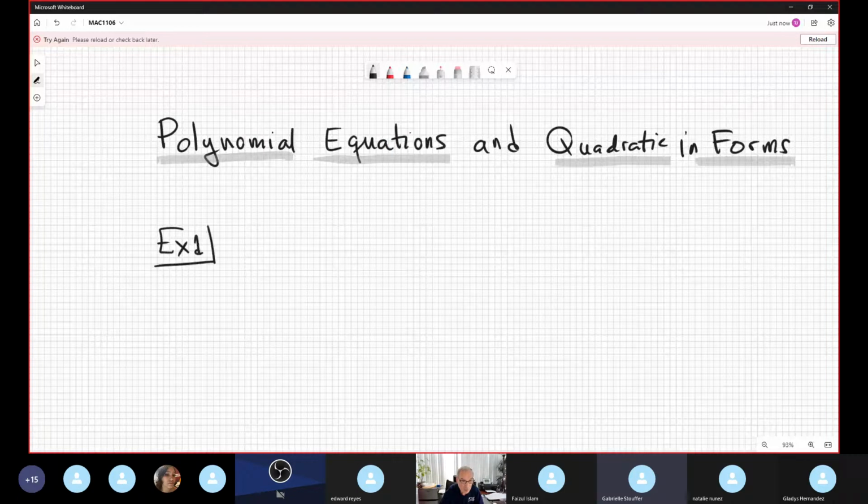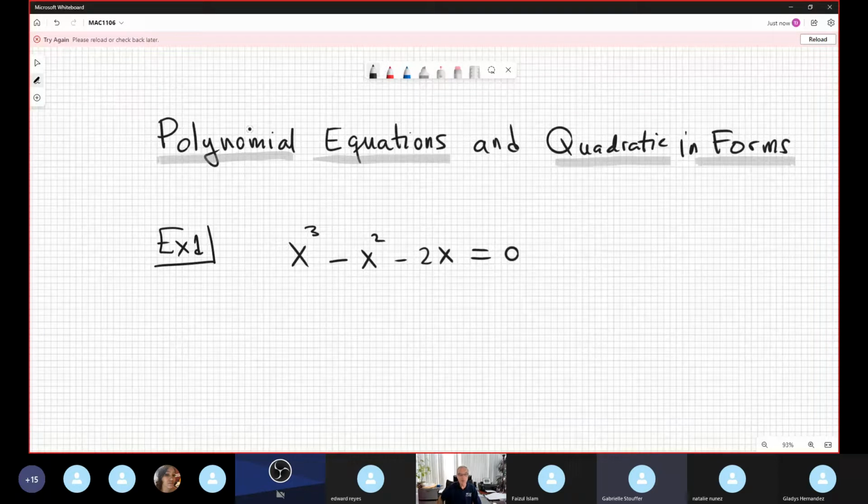Example 1. Is this equation polynomial? x cubed minus x squared minus 2x equals 0. Nice, polynomial. By the way, what is the degree of this equation? 3. Because when I finish that problem, we expect 3 solutions. And so far, the only technique that we apply in chapter 1 is factorization.